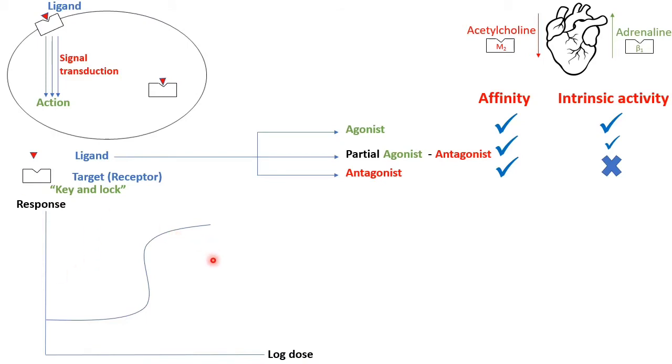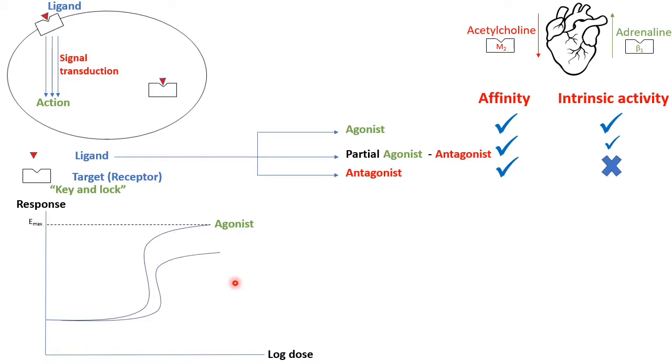And this response is increased until it reaches a plateau, a point where there is no increase in response. There is a maximum response. And we call that response the Emax, or the maximum efficacy of a drug. This is a curve for an agonist because there is an intrinsic activity that increases by increasing the dose.